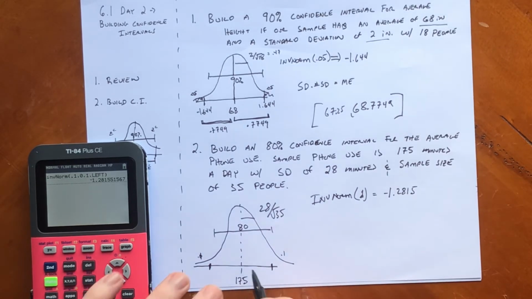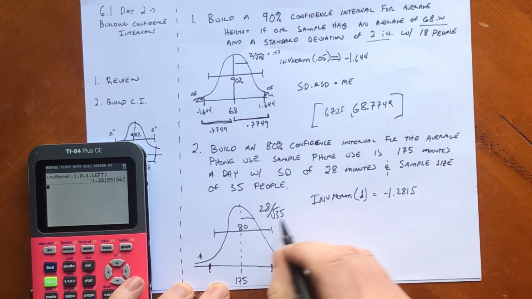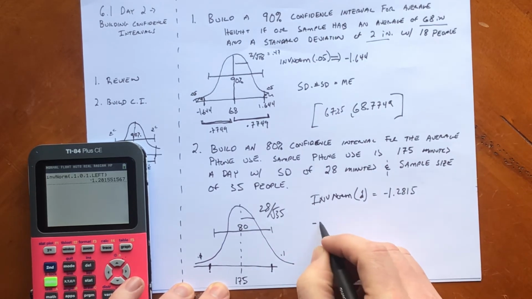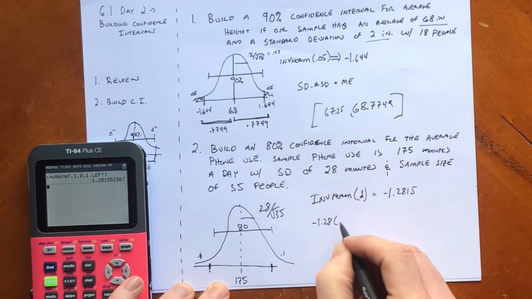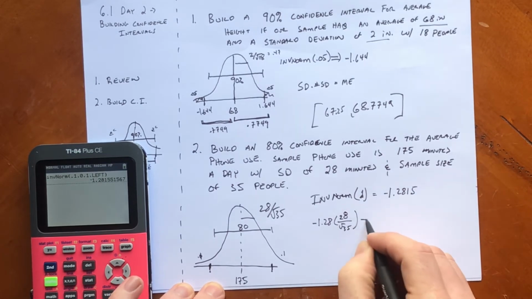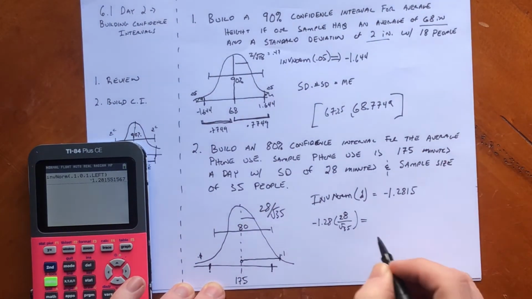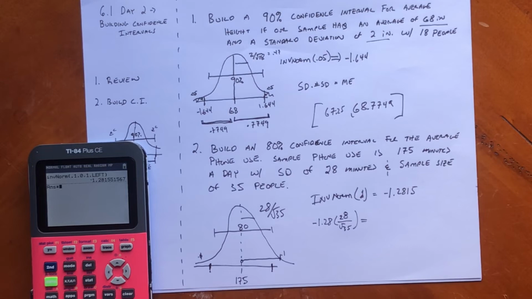Okay, so that's going this way, 1.28 standard deviations, and going this way, 1.28 standard deviations. So now to find the margin of error, I have to take this number, 1.28, the number of standard deviations, and multiply by 28 over the square root of 35. That will be the distance between the center and the high and the low bounds. So take that times 28 divided by the square root of 35.